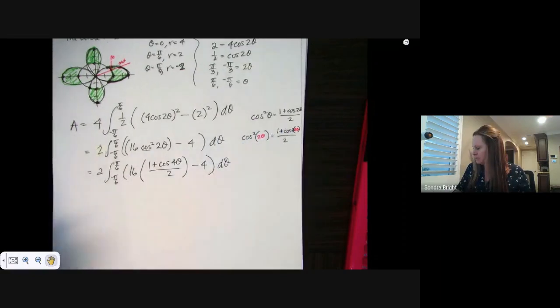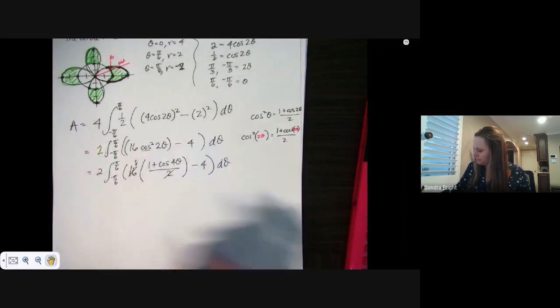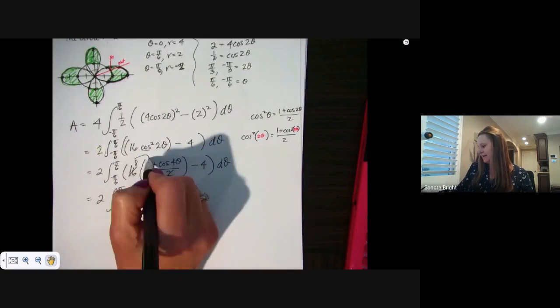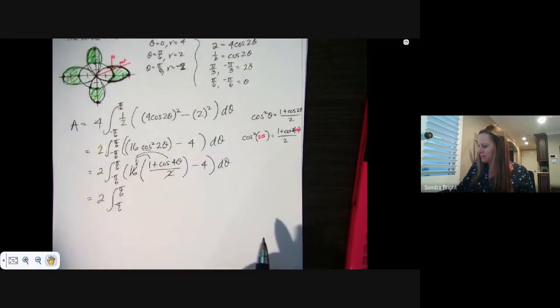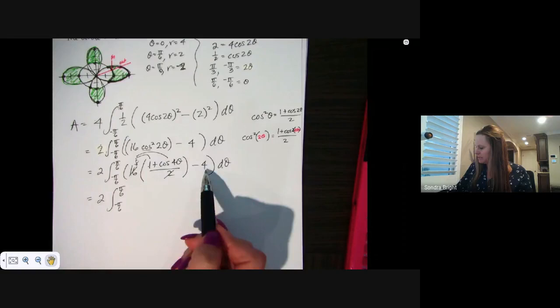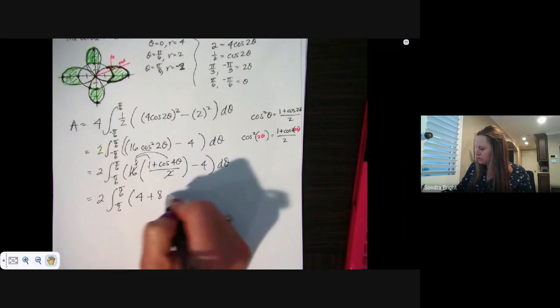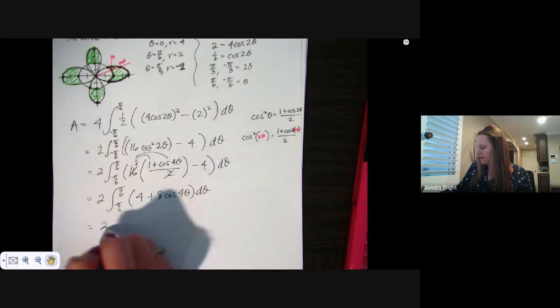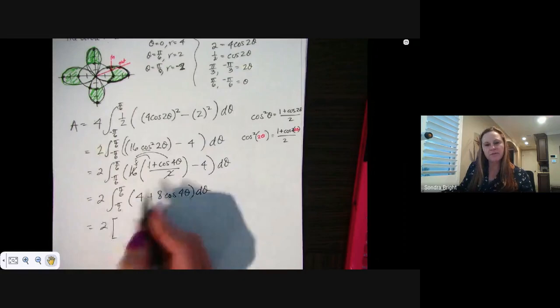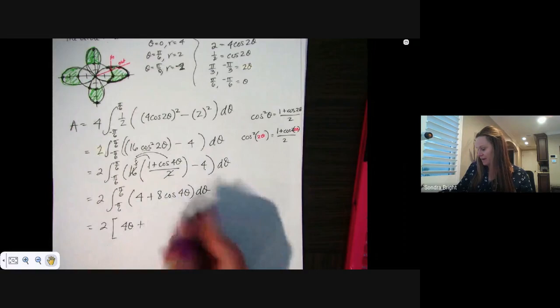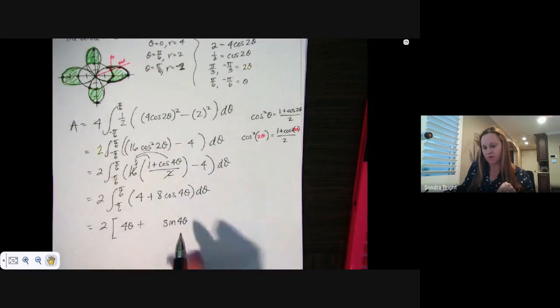I can go 2 goes into 16 8 times, so that I've got 8 times 1 and an 8 times this. 8 times 1, but then minus 4 will leave me with a 4 plus 8 cosine of 4 theta. And then I've got 2 times 4 theta plus the antiderivative of cosine, which would be sine of 4 theta. Chain rule would have said times 4, so I need to divide by 4. 8 divided by 4 will give me 2.